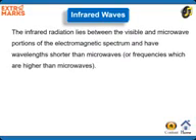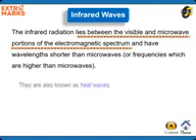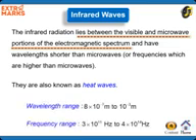The infrared radiation lies between the visible and microwave portions of the electromagnetic spectrum and have wavelengths shorter than microwaves. These are also known as heat waves. Let's study about the sources of infrared radiations.